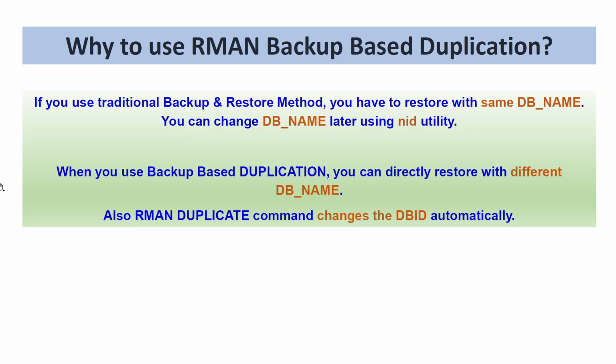Now, why use RMAN backup based duplication? If you use the traditional backup and restore method, you have to restore with the same DB name. You can change the DB name later using NID, but the restore happens with the same DB name. When you use backup based duplication, you can directly restore with a different DB name. That is one advantage. Also, the RMAN duplicate command changes the DB ID automatically. So these are the advantages of backup based duplication over the traditional backup and restore: one, you can restore with a different DB name and you don't have to use the NID utility; second, it changes the DB ID automatically.